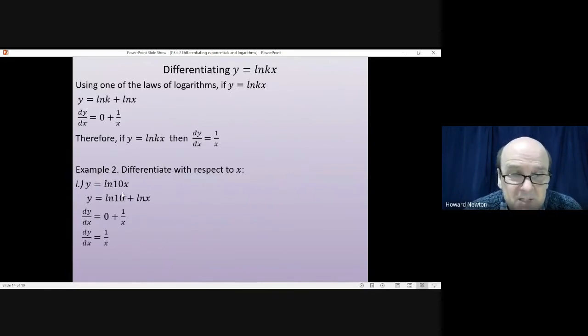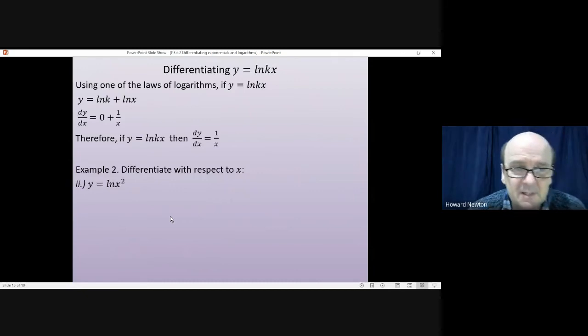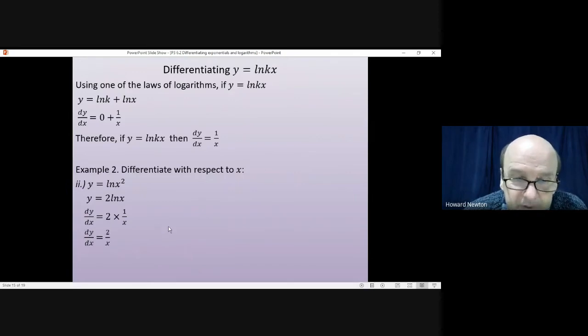So, as we said, doesn't matter what the number is here, if I differentiate y, I will get 1 over x. Second example, y equals log of x squared. The way to get started on this question is to use the law of logarithms with powers. So I will rewrite that as y equals 2 log x. And then I'll use the product rule to differentiate that. So I write down the 2 and I differentiate log x. So dy by dx will just equal 2 divided by x.